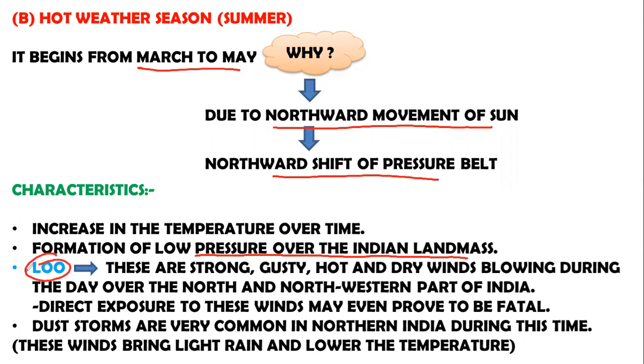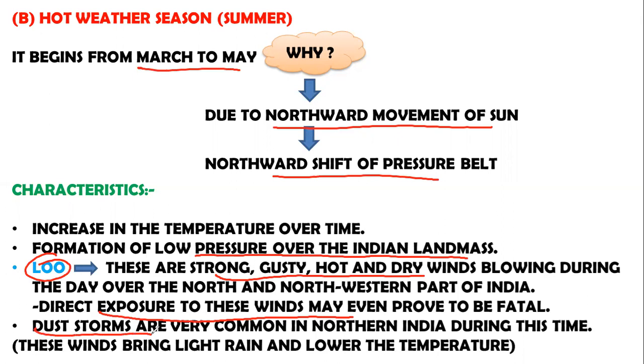Loo is an important feature of this season. These are strong, gusty, hot and dry winds blowing during the day over the north and northwestern part of India, which includes states like Punjab, Haryana, Delhi, UP, Bihar. Now, direct exposure to these winds may even prove to be fatal because they are so dry, they suck up moisture from your body, and large exposure to these warm winds can cause even death.